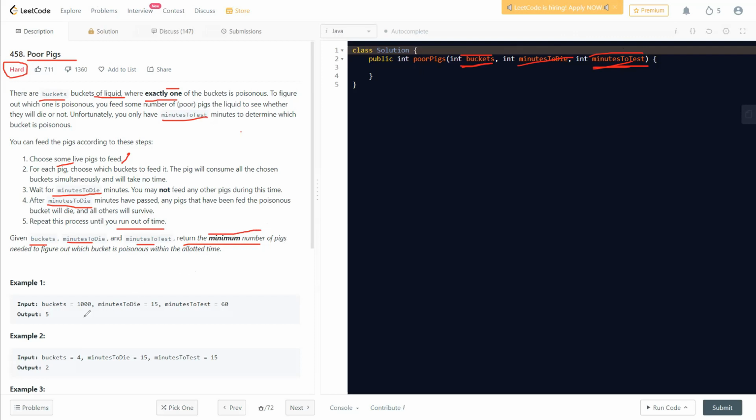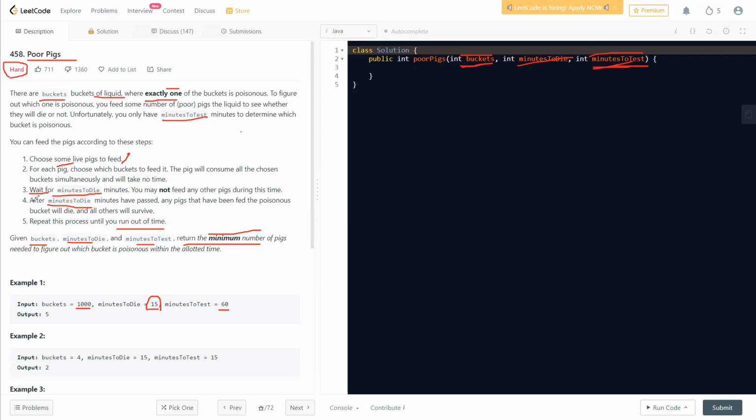Let's take this example. The number of buckets given to us is 1,000. Then it says the minutes to die is 15 and minutes to test is 60. Now, as per the question, a pig will be observed for the survival time of 15 minutes. So you need to observe a pig for the 15 minutes, right? You need to wait for this time.